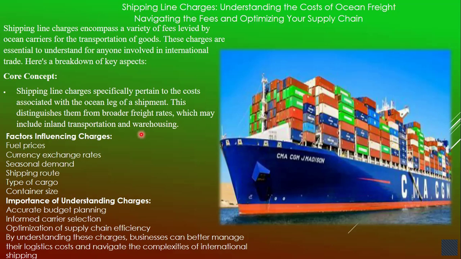Okay, so you know that the movement of goods depends on three modes. First, the cargo moves from the customer's factory to the seaport. This is called inland transportation. Then there is warehousing, which means the cargo is placed at the seaport until the ship reaches that location. So these are the storage charges. Then after that, port to port freight charges. So these are the three main factors, the core concept of shipping line charges. In these three factors, all charges are charged by the shipping line.